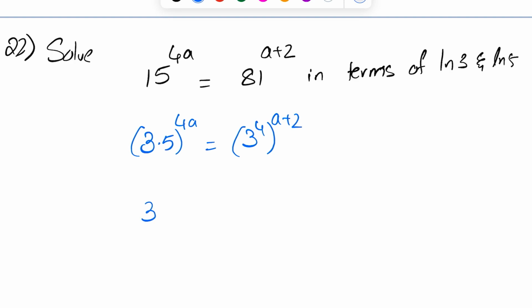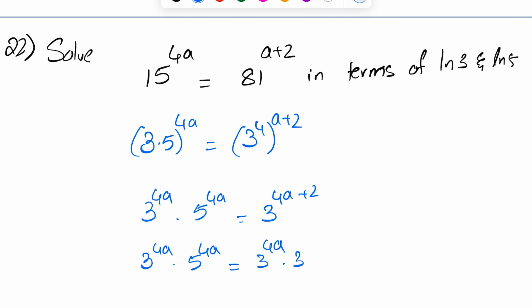So now expand, it becomes 3 power 4a times 5 power 4a equals to 3 power 4a plus 2. So 3 power 4a times 5 power 4a equals to 3 power 4a times 3 power 2. 3 power 4a, 3 power 4a gets cancelled. 5 power 4a equals to 3 power, this is not 2, whereas this becomes 8. Why does it become 8? Because 4 times 2 is 8. So it becomes 5 power 4a equals to 3 power 8.